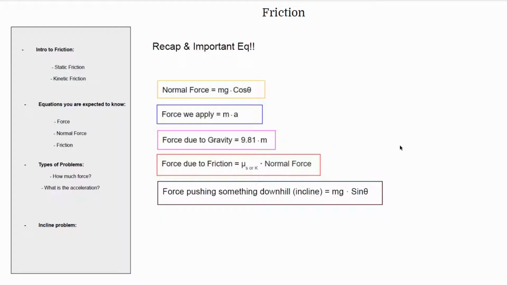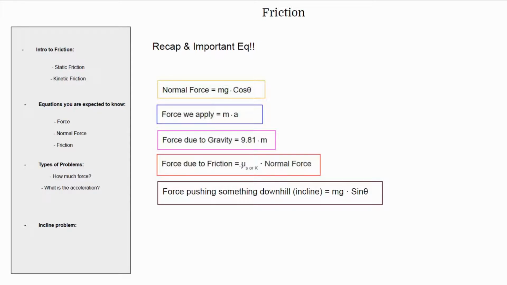Now, to do a quick recap, these are some important equations that I feel would be really beneficial to try to memorize. The normal force is equal to mg times cosine theta. You don't have to worry about cosine theta if the object is on a plane and doesn't have an incline. If it does have an incline, theta refers to the degree of incline. If we apply a force, force is equal to mass times acceleration. Force due to gravity is equal to 9.81 times mass. 9.81 is just the acceleration due to gravity.